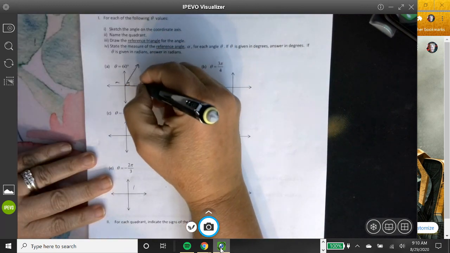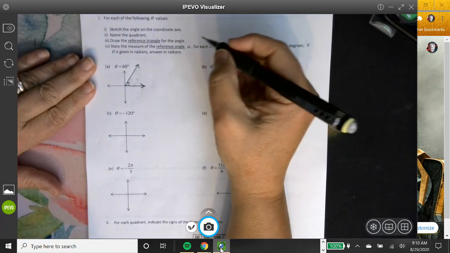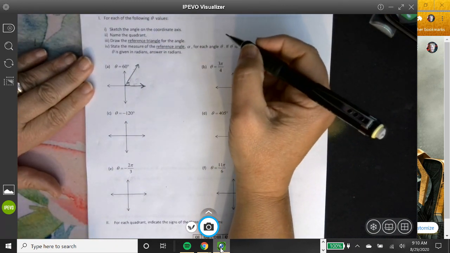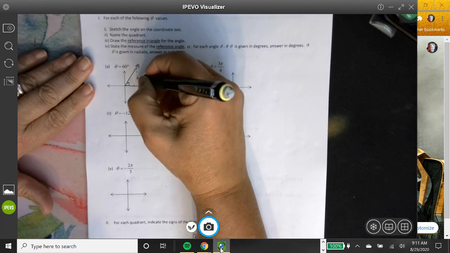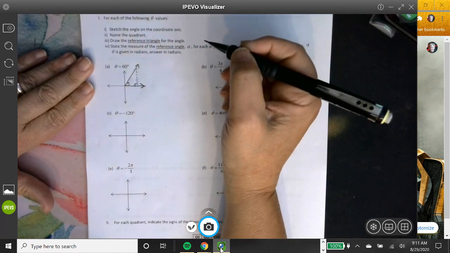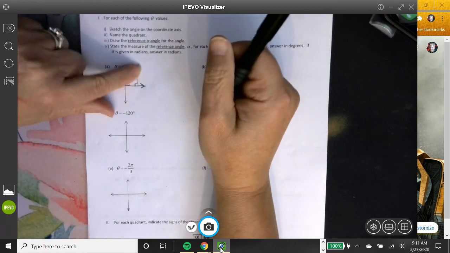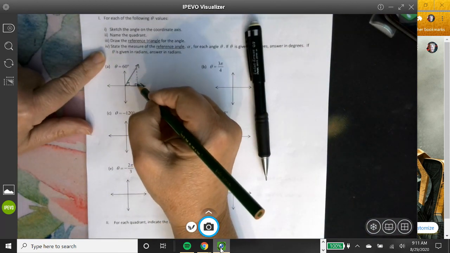I'll make my side longer here. Okay. Now, a reference triangle is nothing more than a right triangle that you create with the horizontal. So here it is. I'm drawing a reference triangle. Dropping my perpendicular, you always drop it to the horizontal. Now, this triangle right here is my reference triangle. I'll do it in green here. This is my reference triangle.